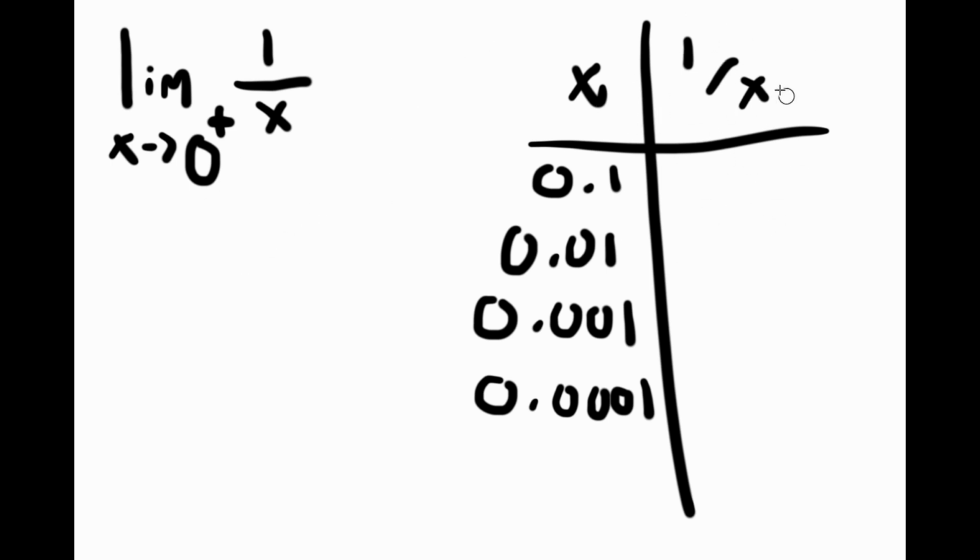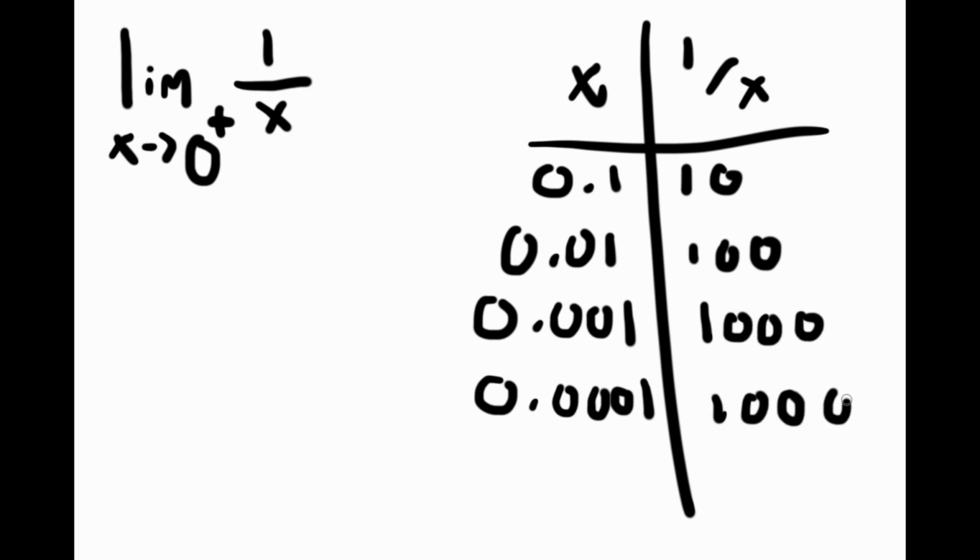For 1 over x, we basically know that we can just flip it for this function specifically. So for 0.1 it's 10, for 0.01 it's 100. We add another 0 once we see another decimal place added. As we can see here, the function 1 over x, as x approaches 0 from the right, is infinity. But before, when it was approaching from the left-hand side, it was negative infinity.